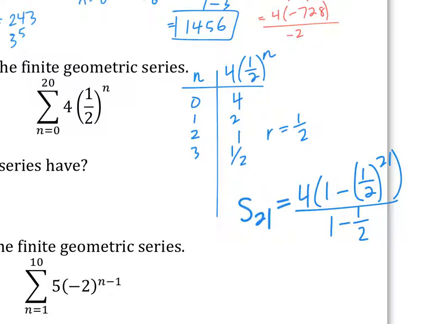Don't type everything in because the chance of you making a mistake is very high. I would do 1/2 to the 21st first, and then take 1 minus that. That's going to be a positive number. Multiply by 4, and then divide by negative 0.5.